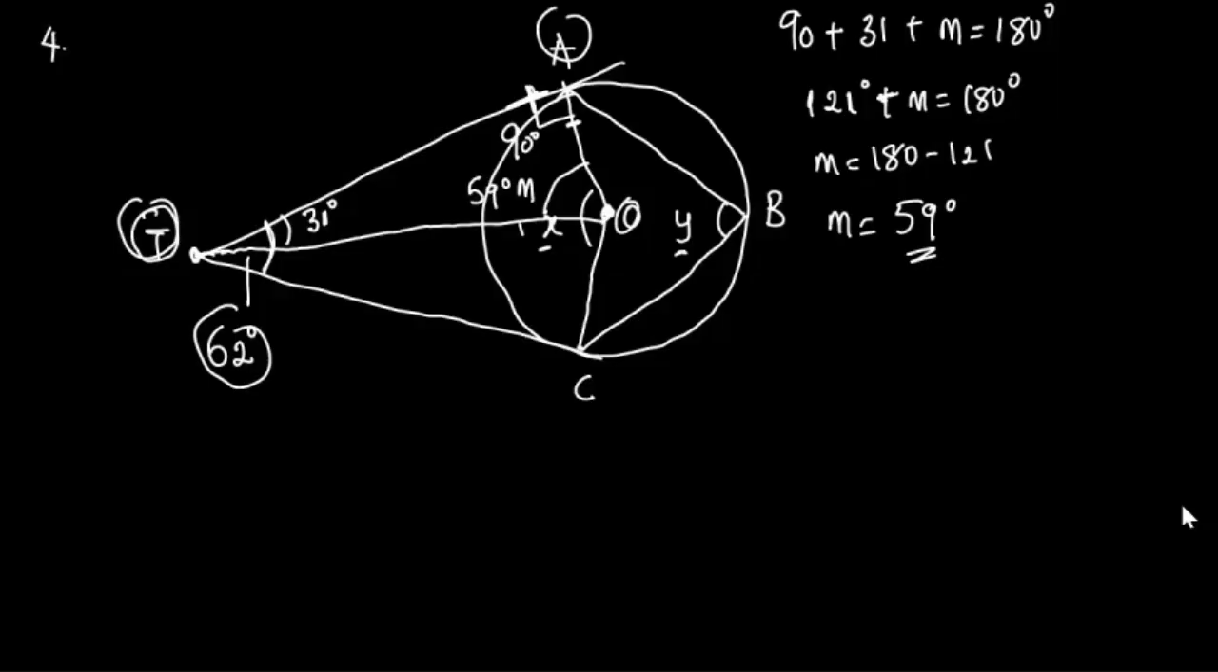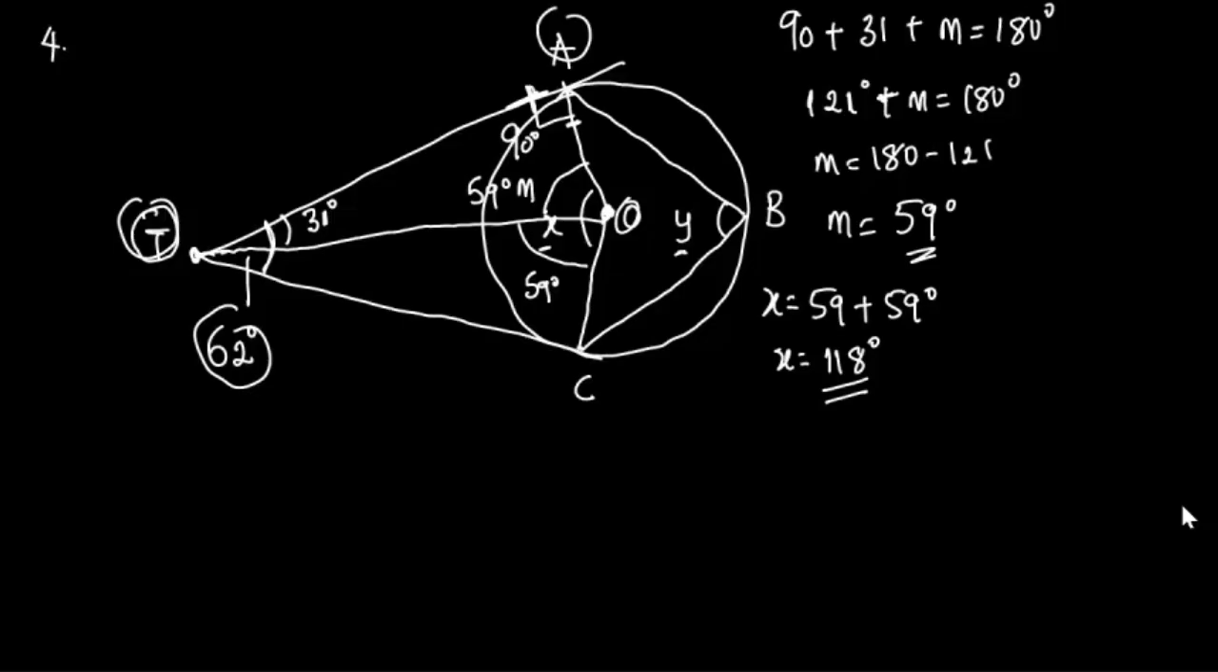Recall that this side will also be equal to this other angle, which is also 59 degrees. So X will be a combination of 59 and 59. So X will be equal to 59 plus 59 degrees. And when you add this up, we are going to end up getting 118 degrees. So the angle at the center, X, is 118 degrees.